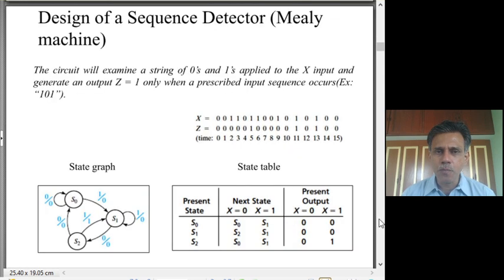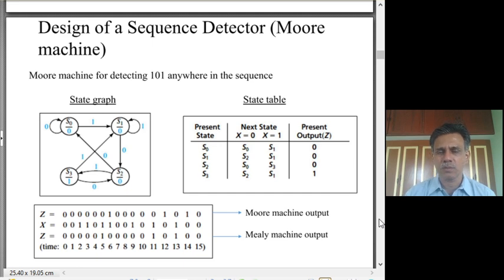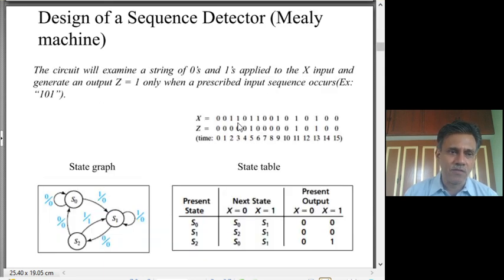So the outputs are not dependent upon the present input, which means that the outputs need not be put along with the label which is mentioned over the transitions, because from a given state, based on the input, there are 2 transitions, one for 0, another for 1. And if the output is dependent upon those inputs, then you have to put the corresponding output for the two possible transitions that we have.